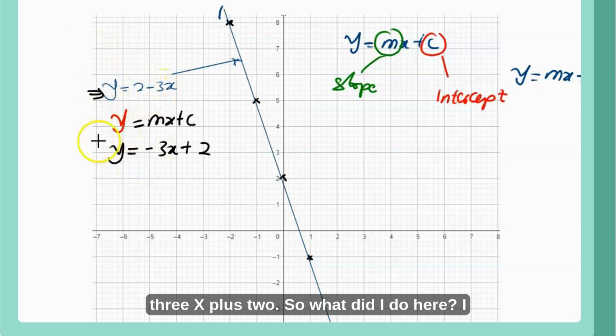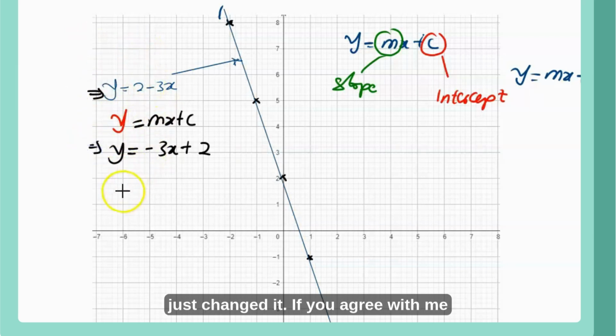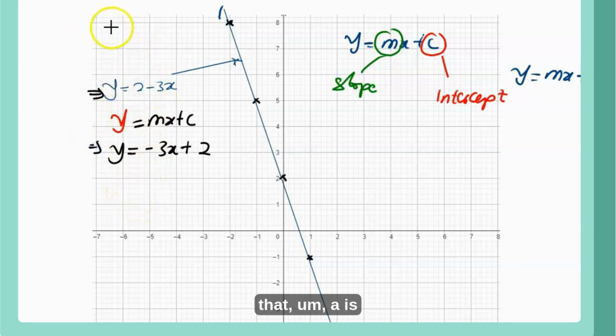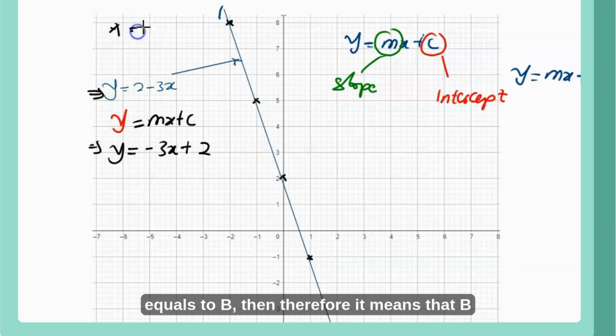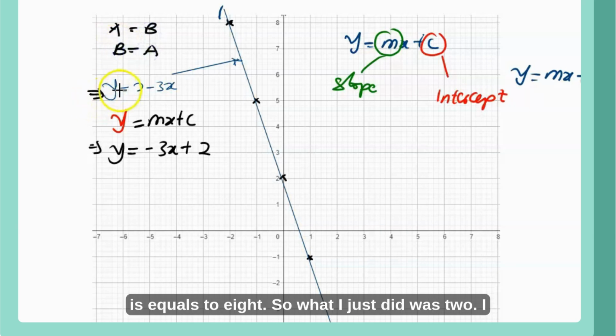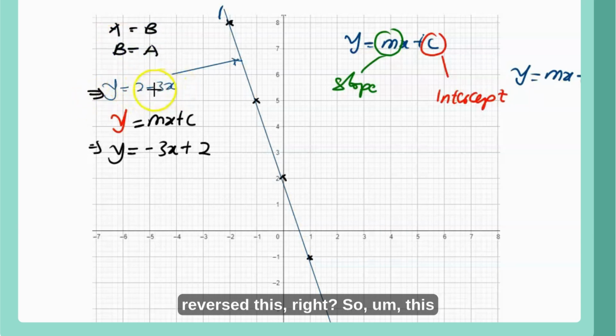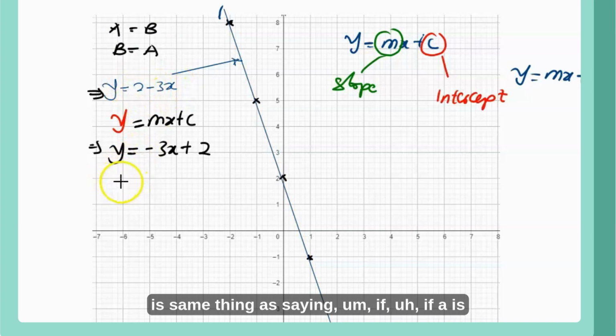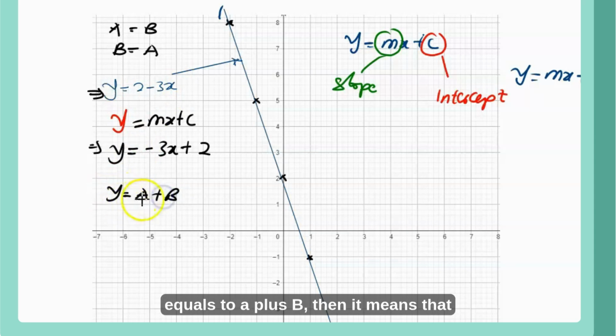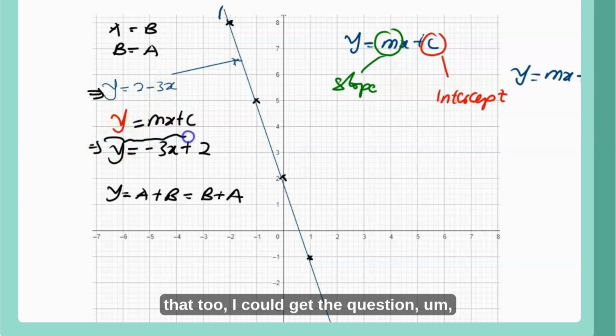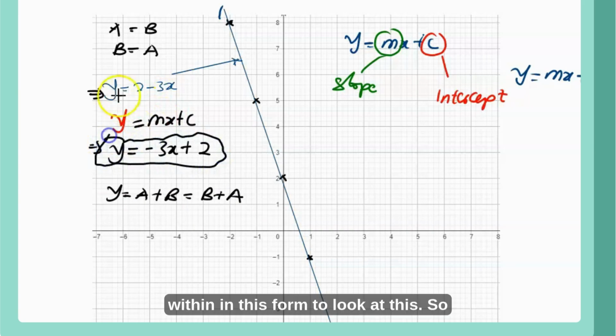So what did I do here? I just changed it. If you agree with me that a equals b, then it means that b equals a. So what I just did was to reverse this. It's the same as saying if a equals a plus b, then this is also equal to b plus a. So I just reversed it, so I could get the equation written in this form.